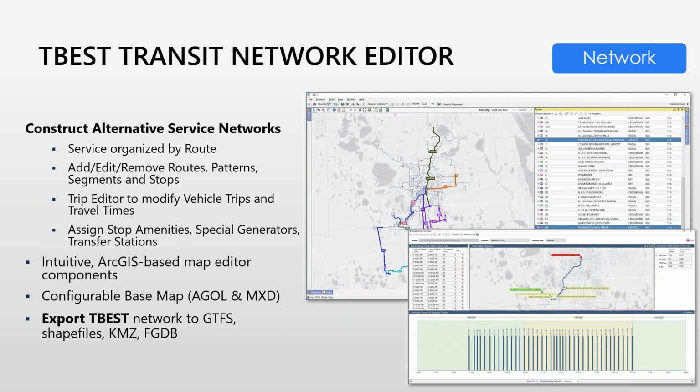All right, so once you have your network in TBEST, then you want to edit it, right? So you want to be able to add, edit, and remove routes, individual route patterns, modify segments, and remove and add stops. Anything that you would want to do with a transit network, including inter-vehicle trips and travel times, assigning stop amenities and special generators, and identifying transfer stations, can all be completed within the TBEST network editor, and we'll go through that in part of the demonstration.